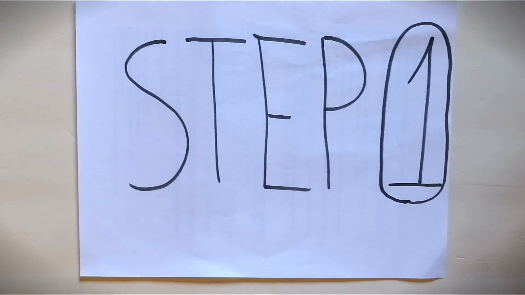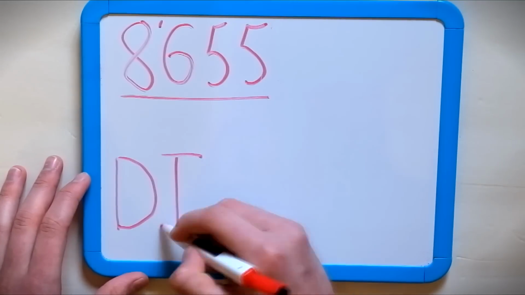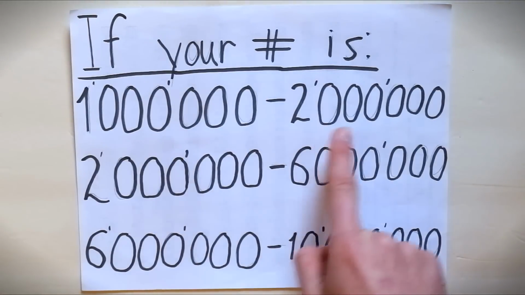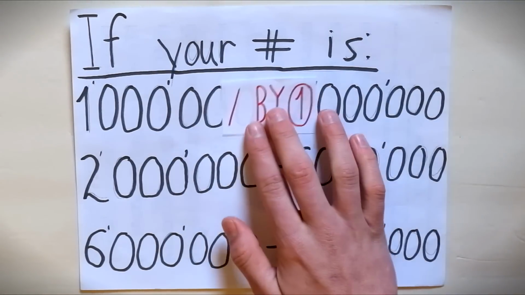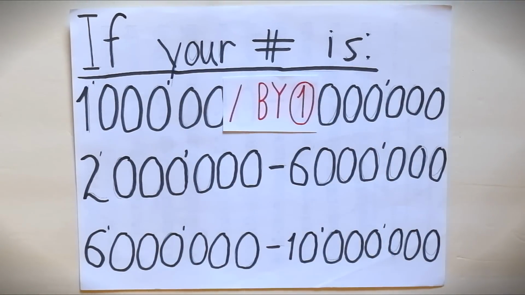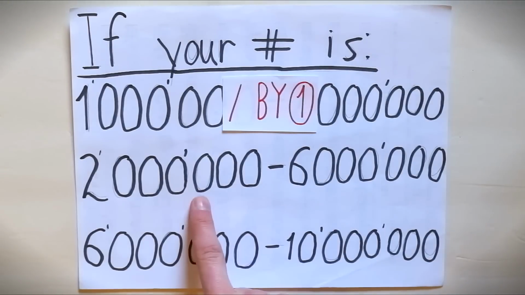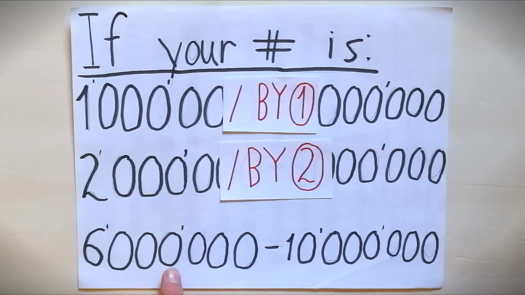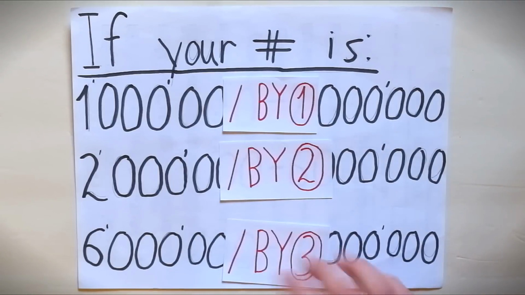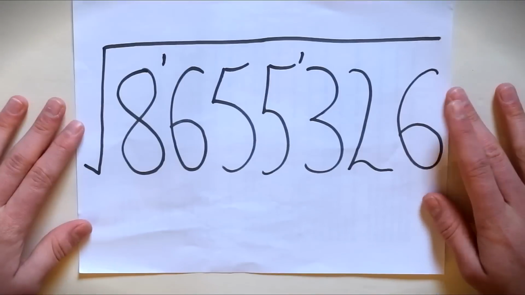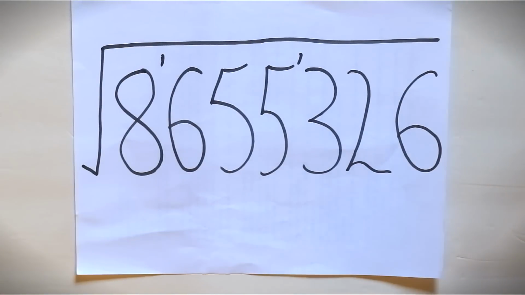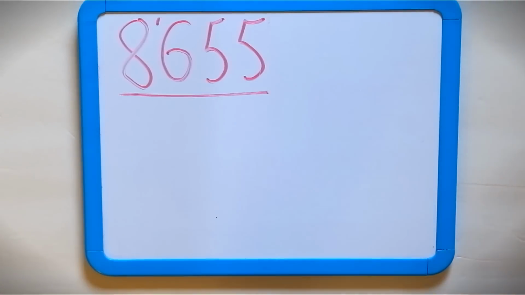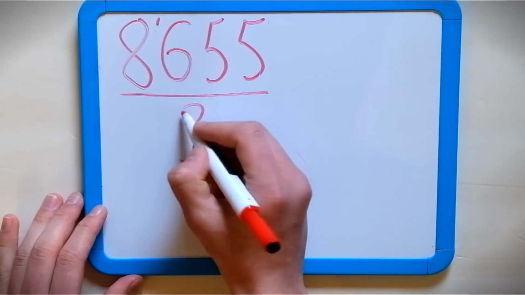Okay, so we're going to do step 1, which is division. If your number is between 1 million and 2 million, you should divide it by 1, or in other words, you can just skip this step altogether. If your number is between 2 million and 6 million, you should divide it by 2. And if your number is between 6 million and 10 million, you should divide it by 3. In our case, the number is between 6 million and 10 million, so we are going to divide it by 3.